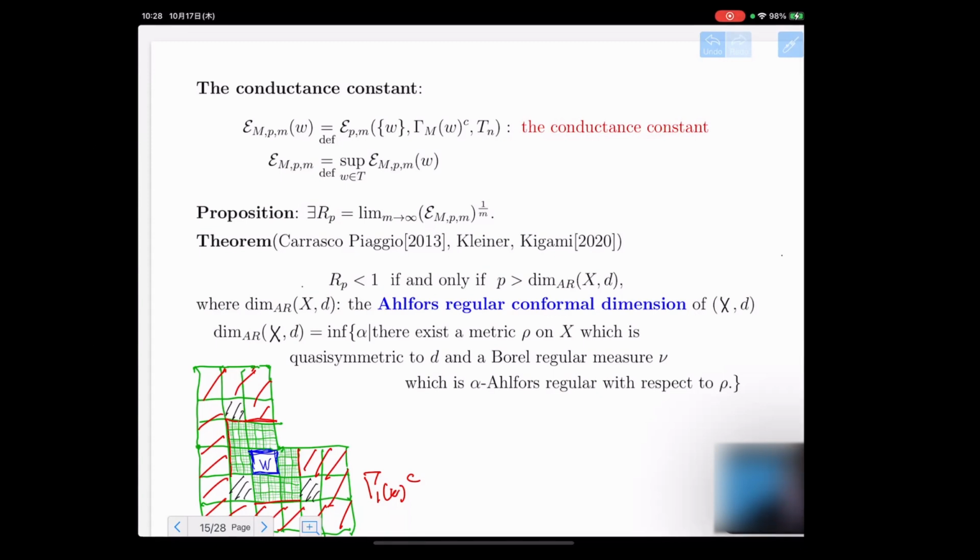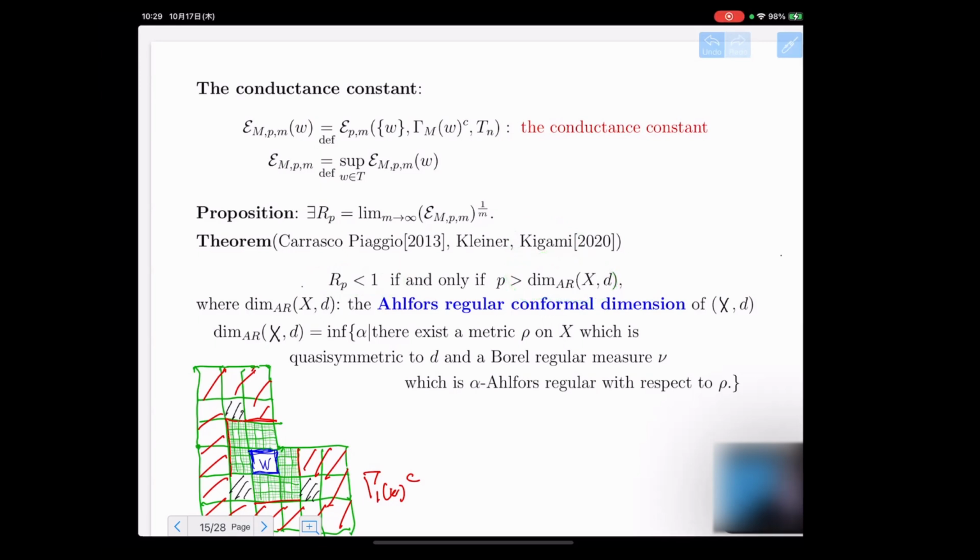Okay. Yeah. And so, well, I don't remember exactly the assumption of Carrasco Piaggio, but it's the same as the Carrasco Piaggio assumption. And Carrasco Piaggio and Kleiner have a result that was using the modulus of discrete curve families, but I just translated it into the energy version. So what it says is R_p is less than 1 if and only if p is larger than this Ahlfors regular conformal dimension.